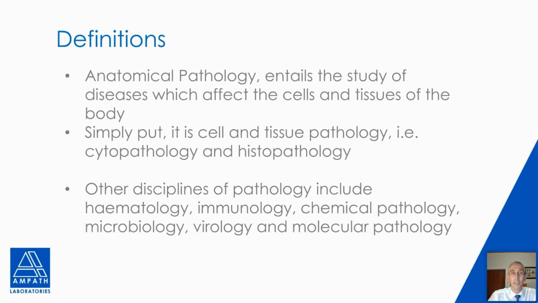Concerning definitions, anatomical pathology entails the study of diseases which affects the cells and tissues of the body. Simply put, it is cell and tissue pathology, in other words, cytopathology and histopathology. Other disciplines of pathology also include hematology, immunology, chemical pathology, microbiology, virology, and of course, molecular pathology.